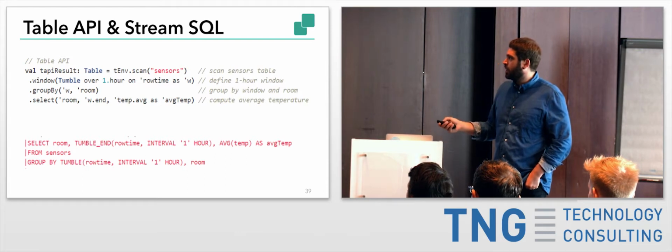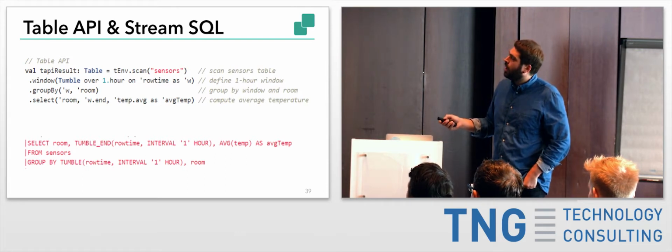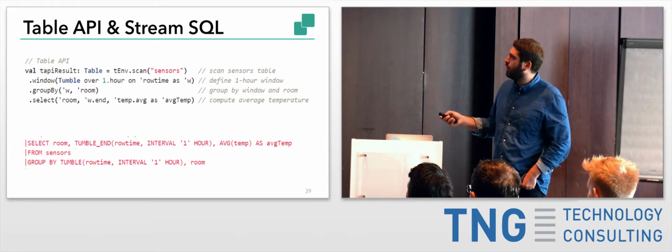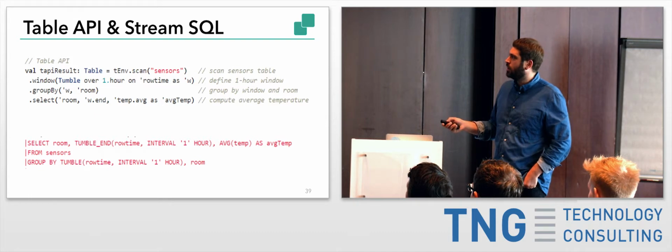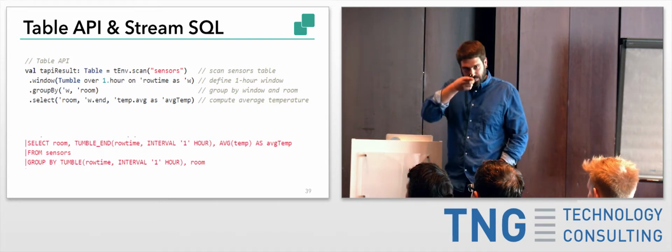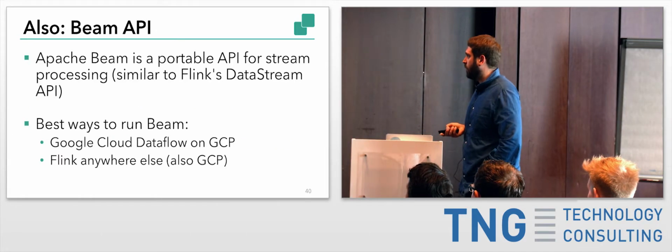The Table API sort of looks like that. You can think of this as, if we remove the dots and the parentheses, it's kind of like SQL. Here we are scanning a data stream, windowing, group by, select, and the same thing here in standard SQL. So these are the APIs that you have available.